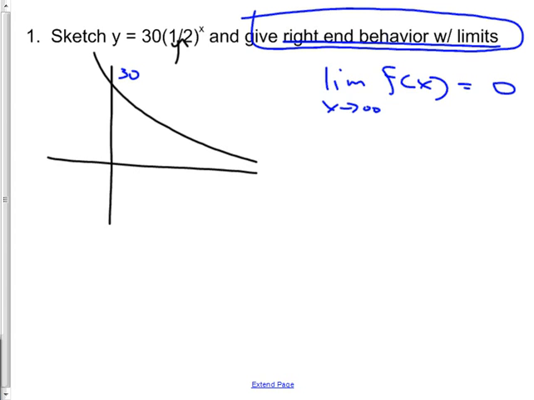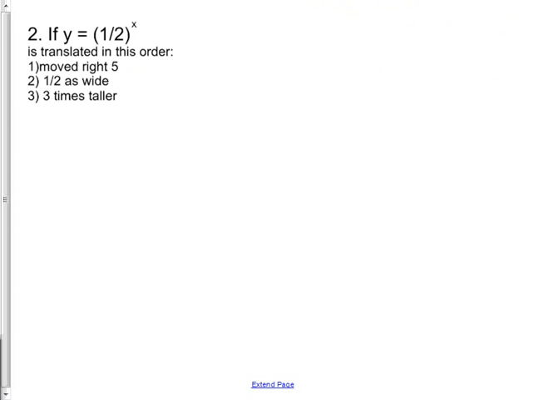All right, on to number 2. Start with the parent function. Then we want to move it 5 to the right. That would be like this, minus 5. Then we make it half as wide. Half as wide means a 2 in front. And the last thing is 3 times taller. That would mean a 3 in front of that.